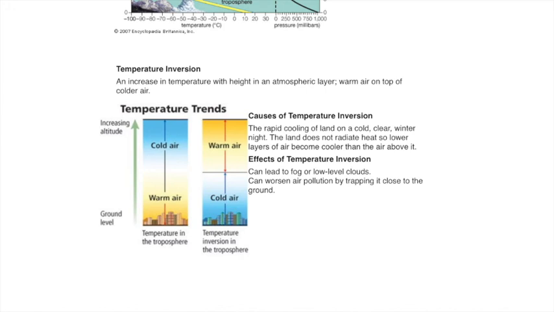But in the case of a temperature inversion, you get cold air trapped right at ground level, and a lot of times you can end up with fog. Sometimes if you're in heavily polluted cities, you can actually trap that pollution so that it can't get away from the ground, and you can have very high pollution days a lot of times in the winter because of the temperature inversions.